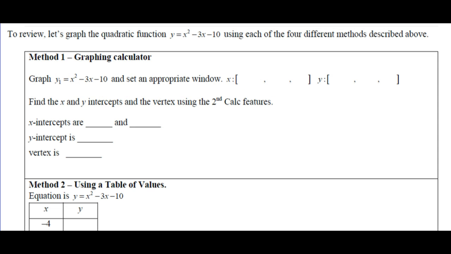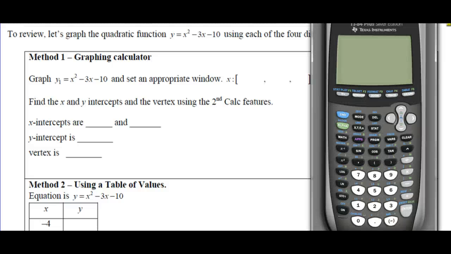To review, let's graph the quadratic function y equals x squared minus 3x minus 10 using each of the four different methods described above. Right? It's always good to go over this stuff again. So, graph y1 equals, so we need to have a calculator out. So I'm going to just pause this. Okay, we turn it on. I'm just going to clear that screen. So you go to y equals, we type x squared minus 3x minus 10, graph.